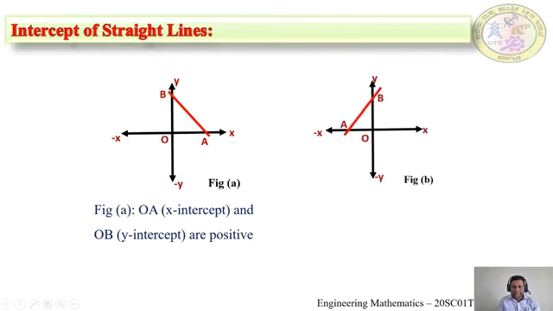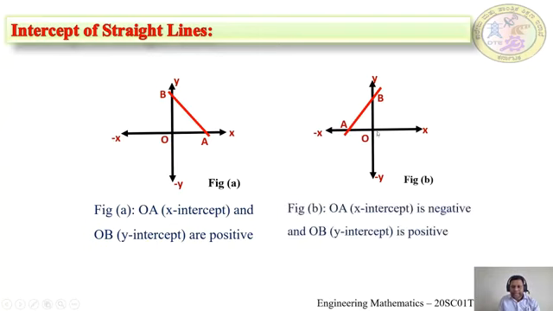Then another one, you can see here in figure B, OB is on the positive y-axis, OA is on the negative x-axis. OB is in the positive direction, OA is in the negative direction. So as per this you can observe the x-intercept here is negative, and the y-intercept is positive. Okay, in the first case x-intercept and y-intercept both are positive. In the second case, the x-intercept is negative because it is on the negative x-axis, and the y-intercept is positive because it is on the positive y-axis. Then there are another two cases.